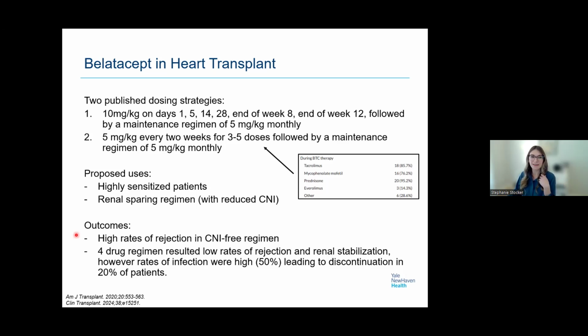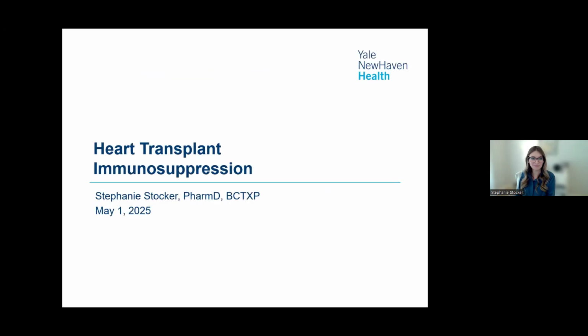So I don't think we really know where the place in therapy is for belatacept yet, but I would be remiss if I didn't at least include it in the presentation, because I do think it'll probably be a future option for our patients. That was a ton of information in our time. Sorry, I went a little over, Dr. Beasley, but I'm happy to answer any questions.